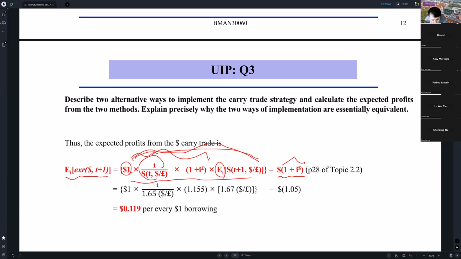Now we know all these numbers. This is $1.65 per pound. Pound interest rate is this one, 15.5%. The expected value of the future exchange rate is this one, and the dollar interest rate is also given. So if you just compute everything, you will get this number. What is the meaning? If you borrow $1 and implement this dollar carry trade, you will get $0.119 as an excess return after 1 year. That is the meaning of this. So we implement dollar carry trade by borrowing $1, converting, and investing into pound, and you're going to get this profit.